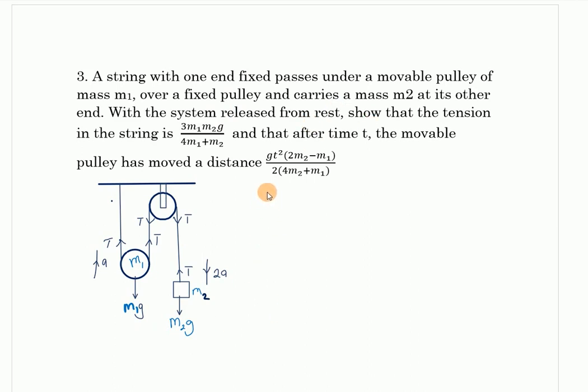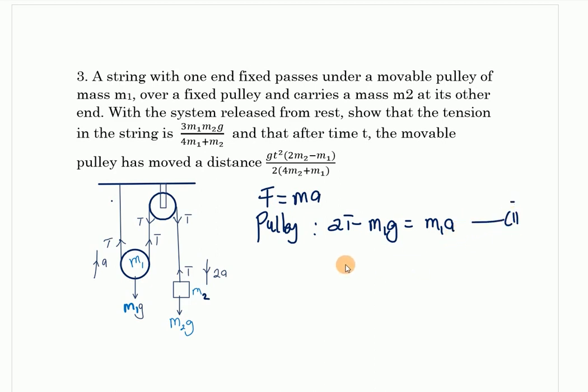We are going to use the fact that F is equal to ma, and we consider the various objects that are moving. If we consider the motion of the pulley, the pulley is moving upwards, so we have T and T, that is 2T upwards, and then minus m1g downwards. So you have 2T minus m1g is equal to the mass m1 times the acceleration a. We can call that equation 1.